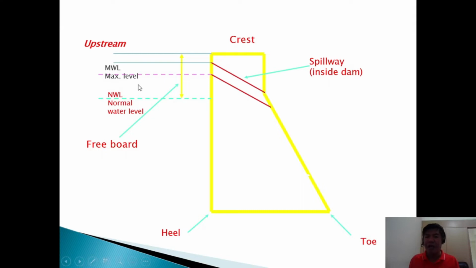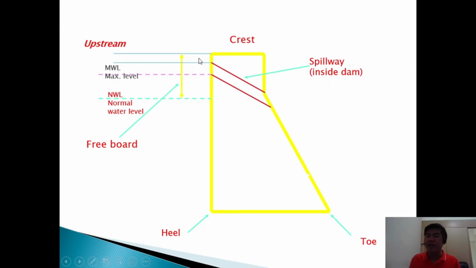Then this is the heel. Of course, we design for the freeboard. So we'll discuss later on some of the specifics in terms of the different requirements for the crest, how we do the design for the crest and the freeboard. Of course, the first parameter that you're going to compute is the mean water level here.